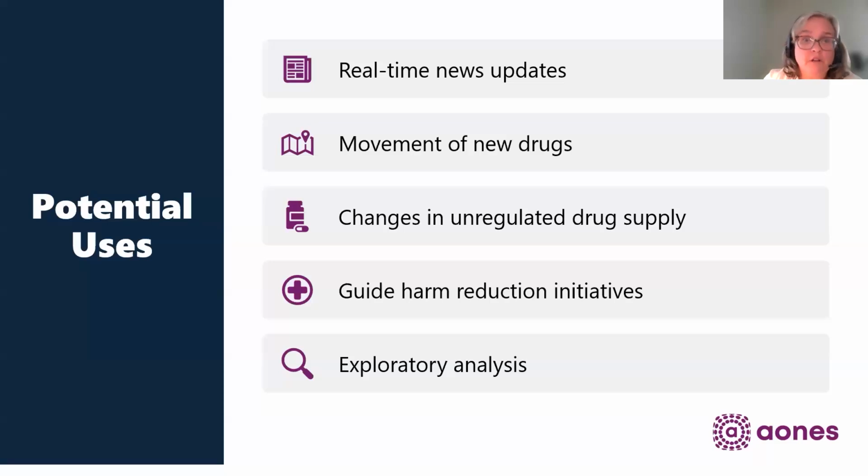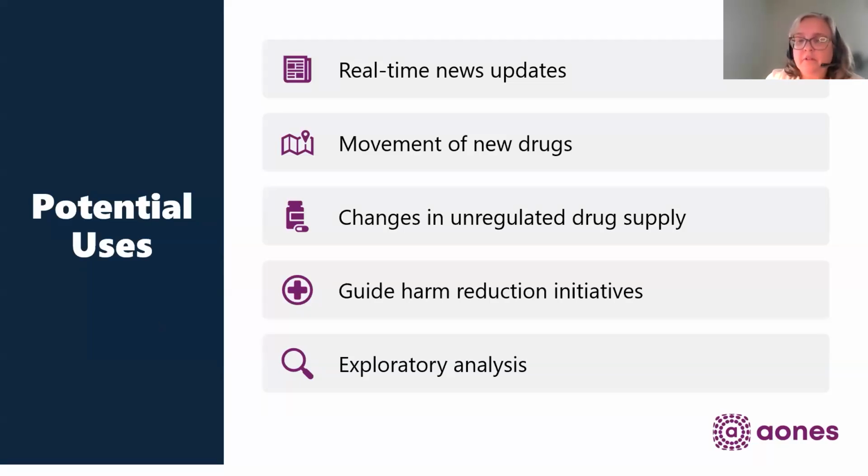Third, changes in the unregulated drug supply. In particular, A1's recent alerts and emerging themes features help identify trends in the unregulated drug market. Participants saw this as a key advantage, allowing public health teams, for example, to stay ahead of shifts in drug supply, such as the emergence of new substances, which would otherwise be more difficult and take longer to detect through traditional means.